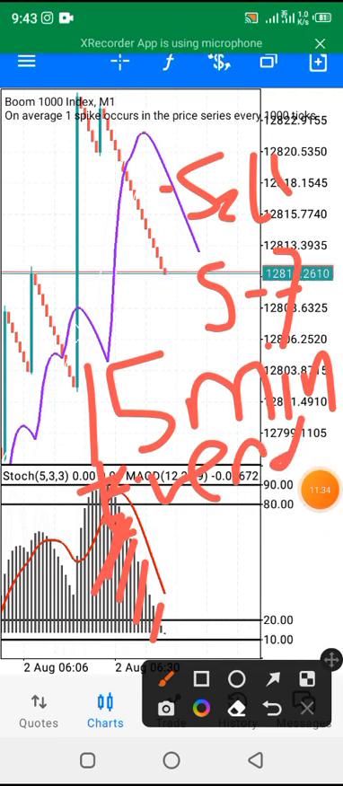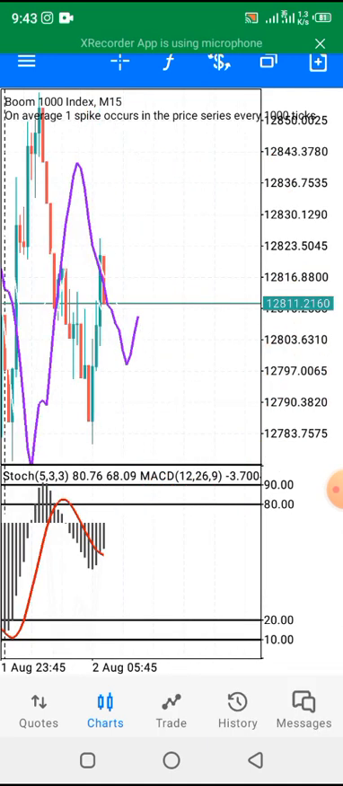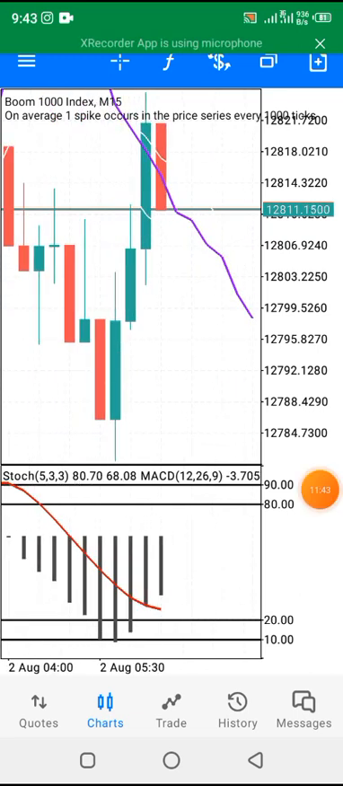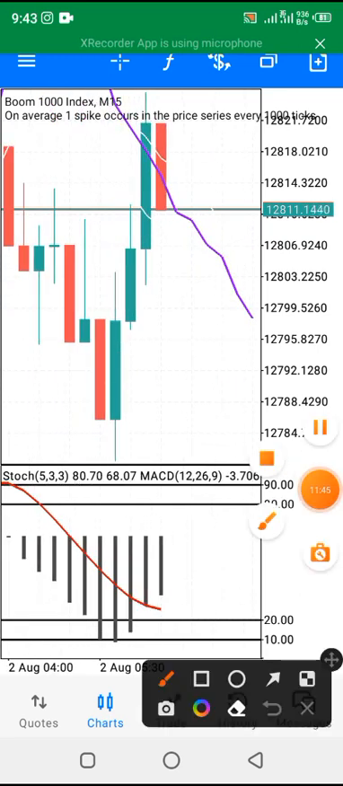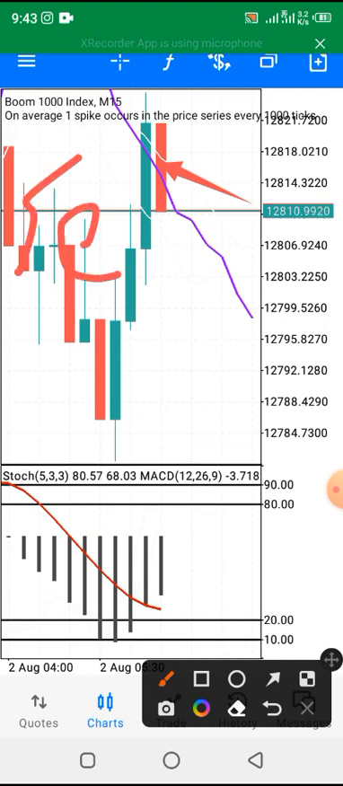Okay guys, so this is how you check the trend. You just head to the 15 minutes time frame, right? This is the 15 minutes time frame, guys. You can see this red candlestick that is forming currently, right? This one shows that sellers are in the market, guys.